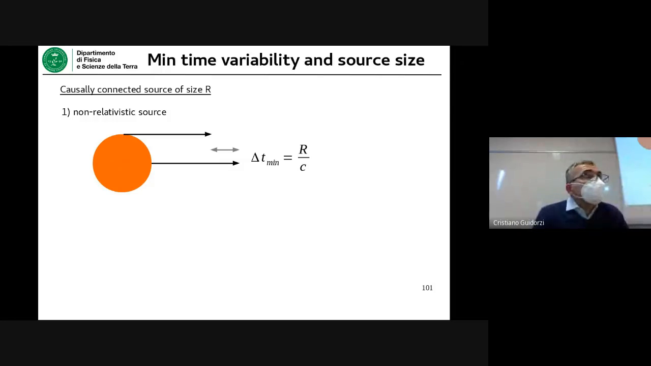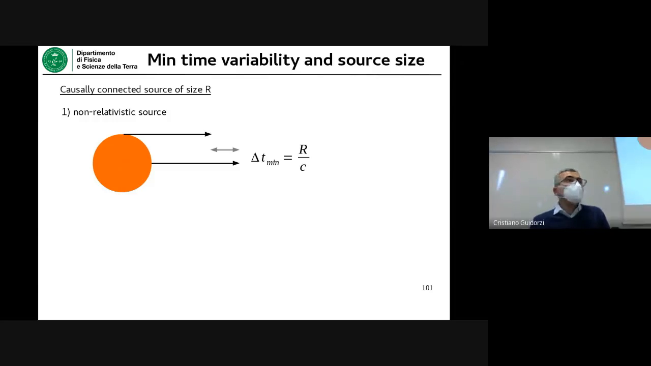The fact that the source is extended means that you receive radiation from different points, and these different points have different light travel paths. So the total signal will be smeared out, distributed over a time interval. You cannot avoid this. And you see, the bigger the source, the correspondingly bigger the minimum variability time.